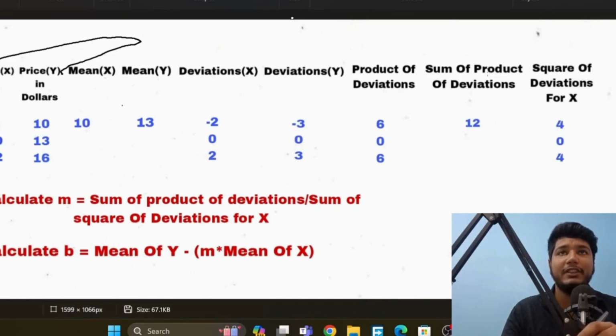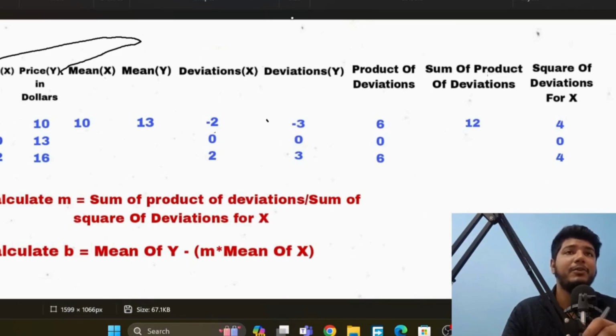We will do the same for the mean of y. We will add the values of y here, the price, and then divide it by 3. So the value is 13. Now we have to calculate deviation. First we will calculate the deviation of x. So we subtract: 8 minus 10 is equal to minus 2, 10 minus 10 is equal to 0, and 12 minus 10 is equal to 2. And we do the same with deviation of y, which is 10 minus 13 is equal to minus 3, and so on. 13 minus 13 is equal to 0, 16 minus 13 is equal to 3.